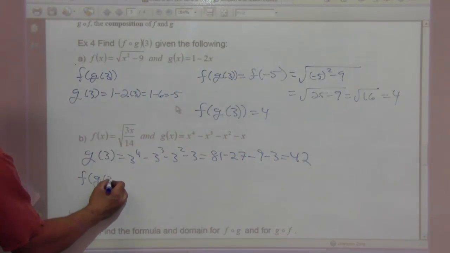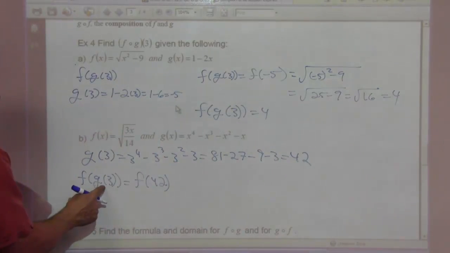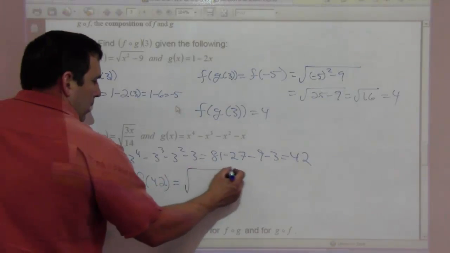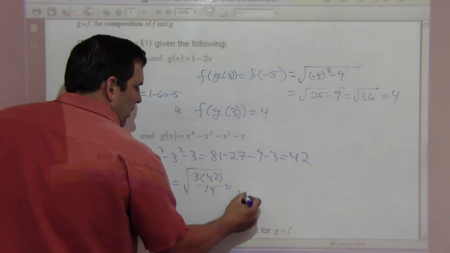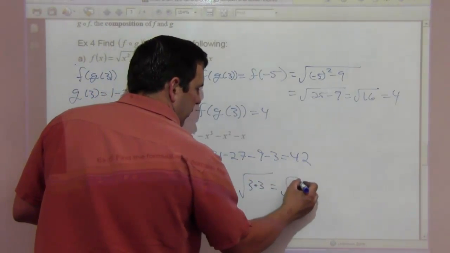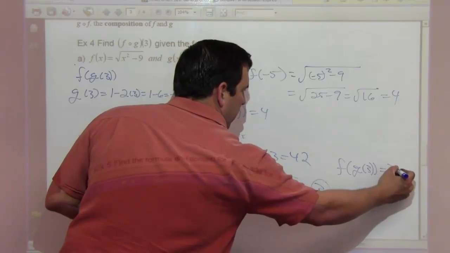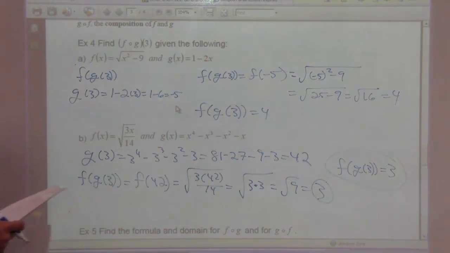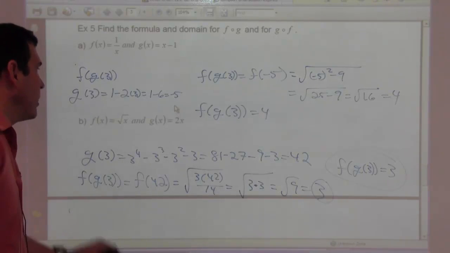F of g of 3, it's just f of 42, because what g produced, which was 42, now goes in place of the g of 3. That's the square root of 3 times 42 over 14. That's the square root of 3 times 3, square root of 9, which is 3. So f of g of 3 produces 3. Now we're going to find a formula and the domain for f of g and for g of f.